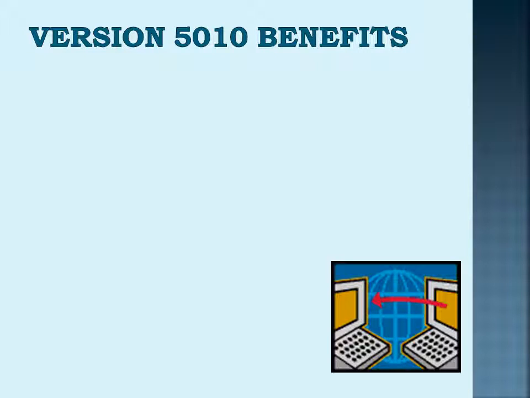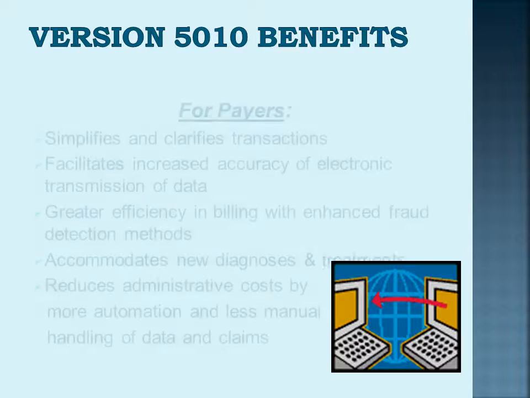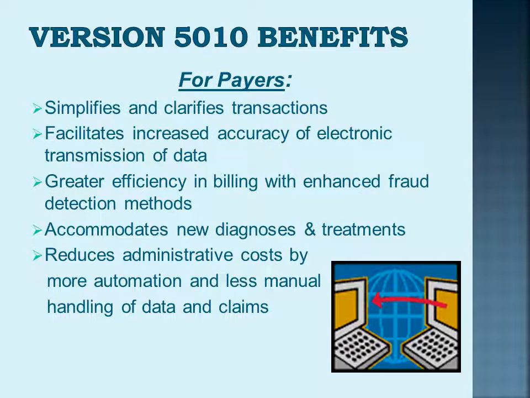So some of the other benefits of version 5010, as you can see, for the payers, it simplifies and clarifies their transactions. It helps to facilitate increased accuracy of the transmission of data, greater efficiency in billing. There are better fraud detection methods, and it allows for the new diagnoses and treatments that are yet to be developed. And overall, the hope is that it reduces administrative costs because there's more automation and less manual scrubbing and handling of the data and the claims that often went on in the past.